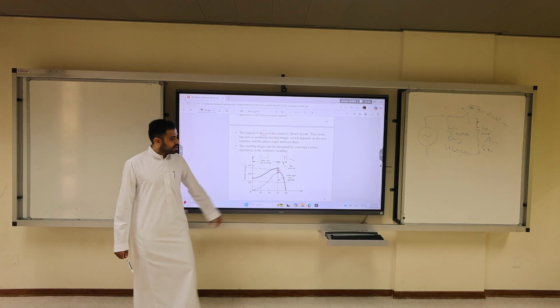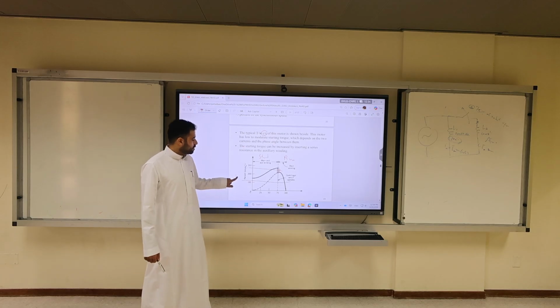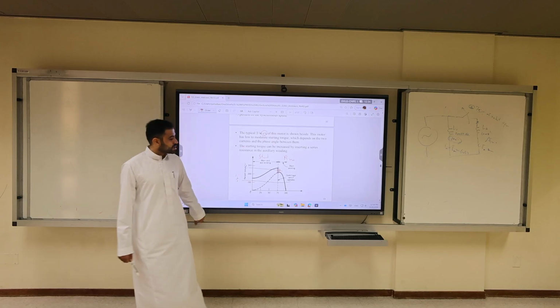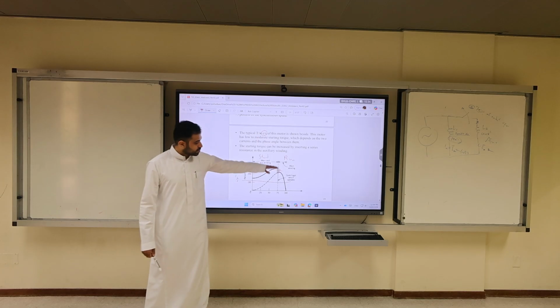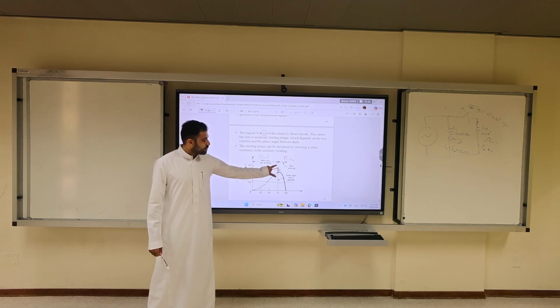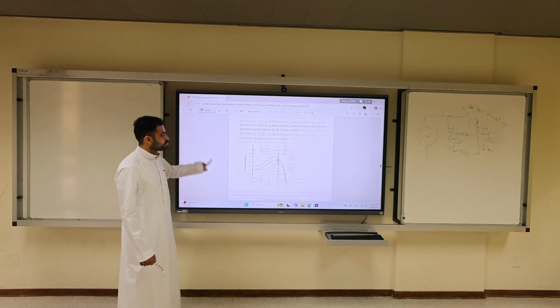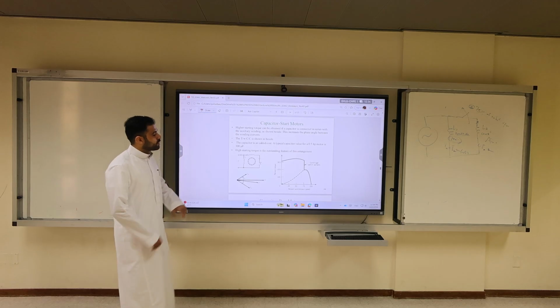No. I put 130. Is it safe to switch to the run mode? So you have to make sure that this gap is not big enough. What is the other method?